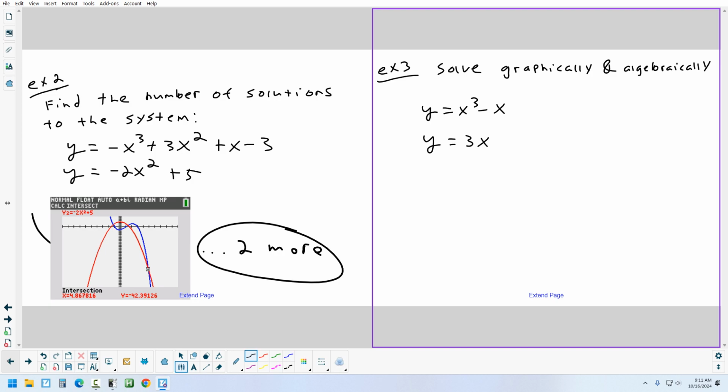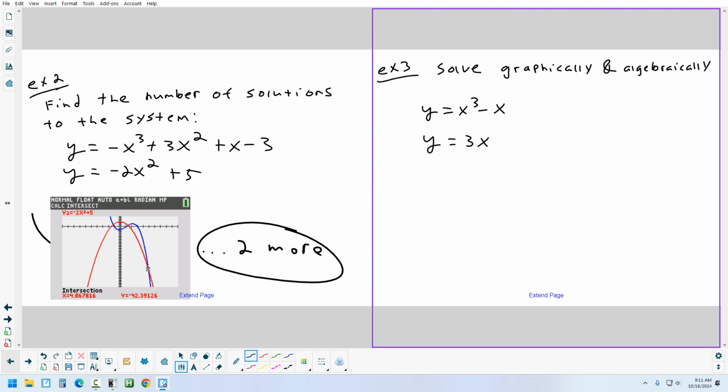Okay, so last one, it says to solve graphically and algebraically. Well, let's do it algebraically. Okay, so graphically was the focus, and they do have you doing it that way, but I think most people could do that, no problem. Just put it in y1, put it in y2, zoom out so you can see everything, and figure out how many times they could cross.